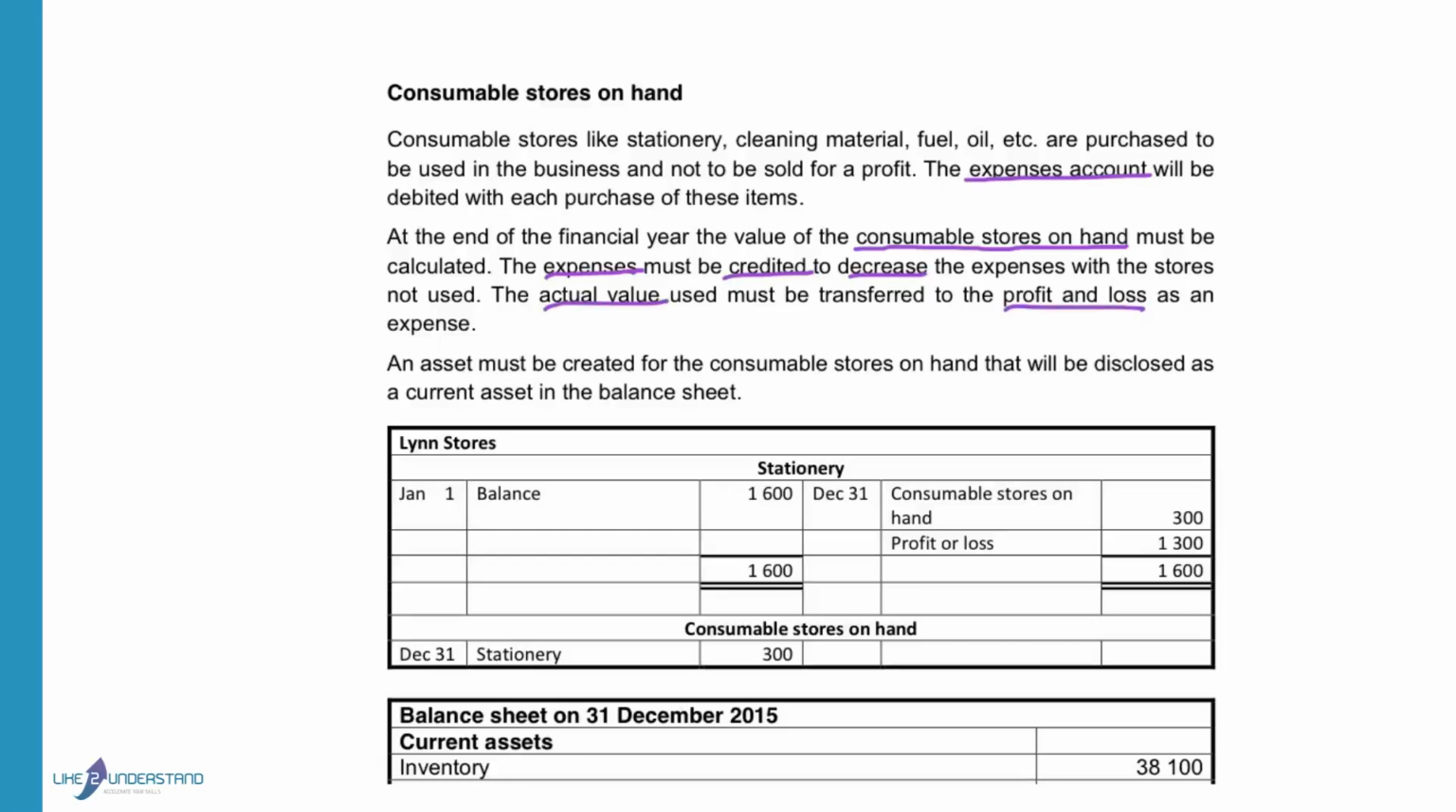So if we look at the stationery account, we had a balance of 1,600. We have left over at the end of the year 300. The expense that goes to the profit and loss must be the actual amount used during the year. So if we've got 300 left over, we must reduce the stationery account with the 300 so that we can show that the actual amount that must go to the profit and loss for the amount that we used during the year was 1,300.